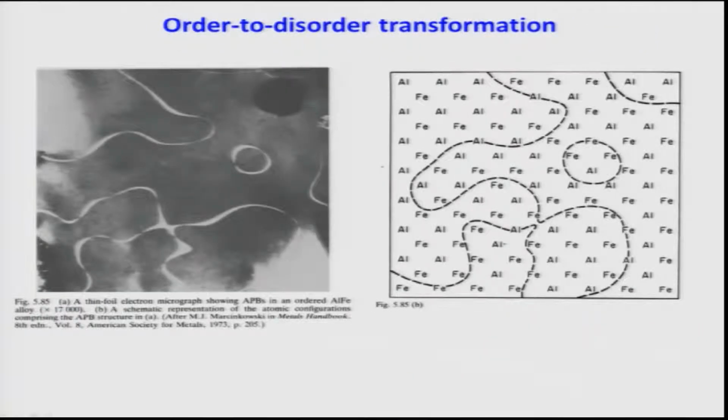Now, one can look at the B2 structure in exactly a similar way. Along the boundaries similar types of bonds are formed. That is why it tells you that these are boundaries. You can see here similar types of bonds are formed.